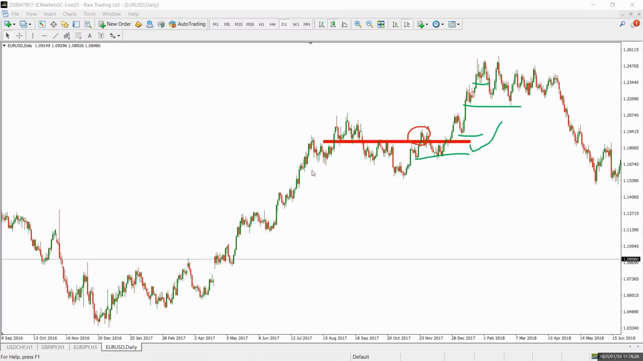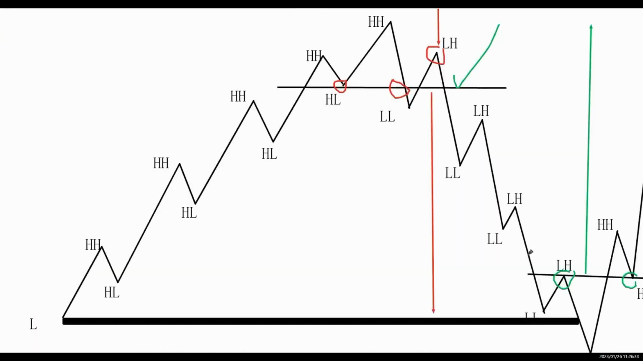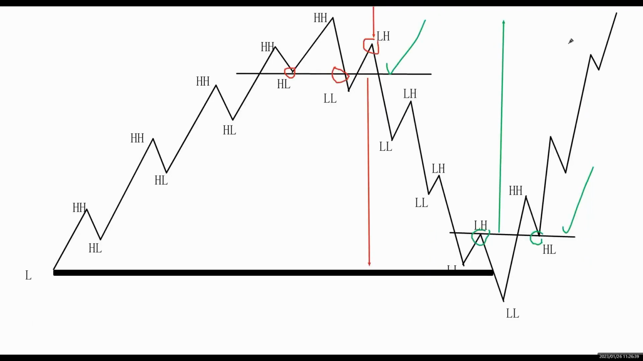All you need to understand in the market is the fact that when the price wants to change from a bullish structure to a bearish structure, all you got to do is just wait for the higher low to be broken and form into a lower high, or wait for what? A lower high to form into a break and form into a higher low. So that is just the basic concept of trading the chart structure.